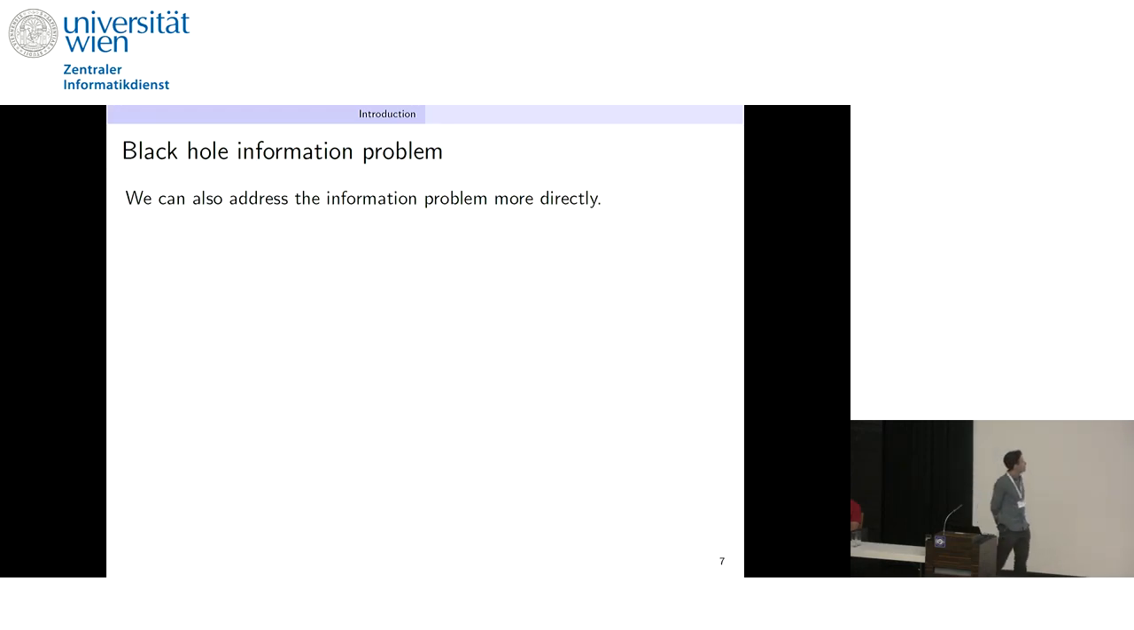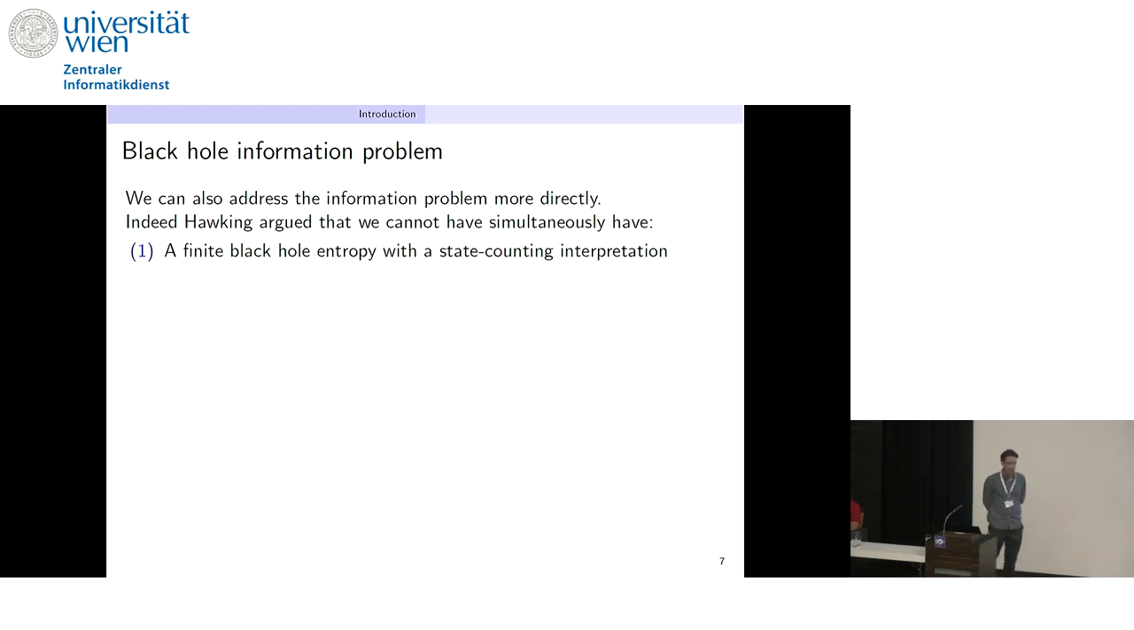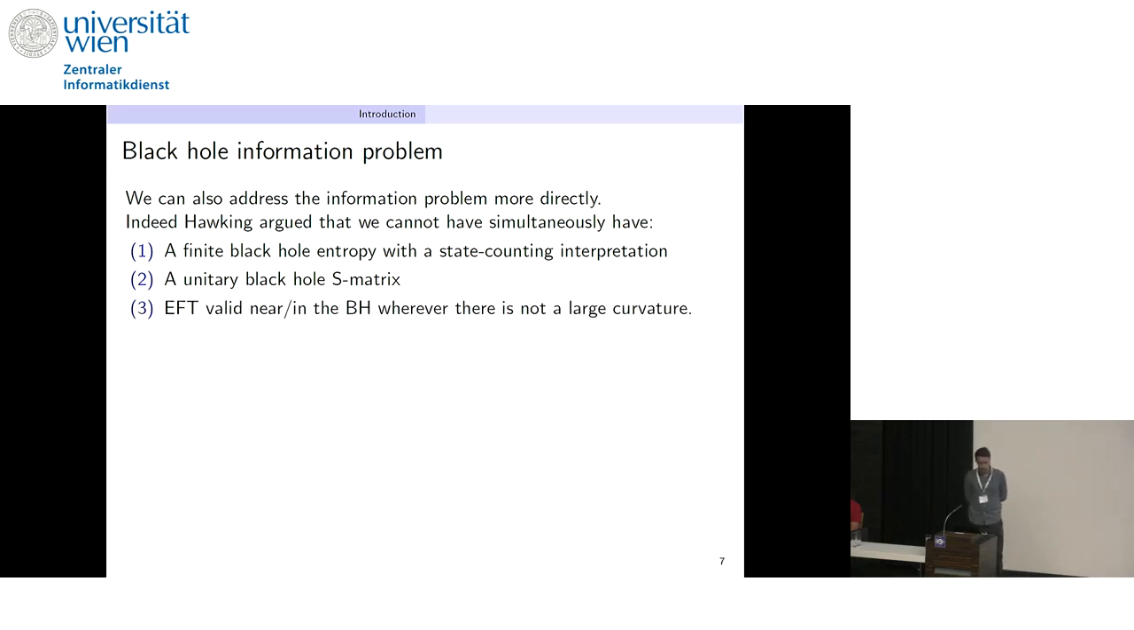We're also going to be able to address the black hole information problem more directly. So what we learned from Hawking, or at least what Hawking argued, is that you can't simultaneously have the following three things: a finite black hole entropy with a state counting interpretation, a unitary black hole S matrix, and effective field theory being valid near or in a black hole anywhere where there's not a large curvature. That was Hawking's point, that there's a contradiction if you assume all of these three things.